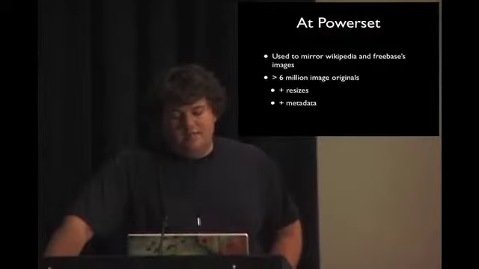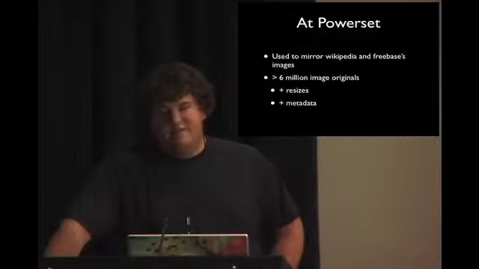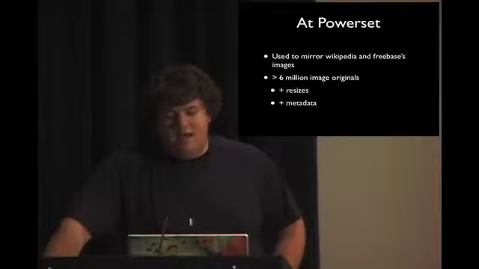So that's what we use it for. We use it to mirror all the images from Wikipedia and all the images from Freebase. It's somewhere very much larger than 6 million, I think, at this point. Then you have the resizes, which we do a number of resizes to insert them into the search results page, and also inside of the republished pages we have for Wikipedia. And then there's metadata for the images. So there's a good amount of stuff in there. Last time I checked, it was somewhere on the order of a couple of terabytes.